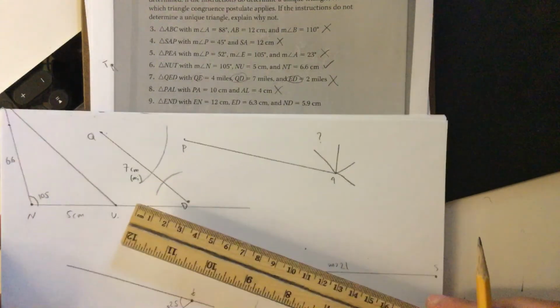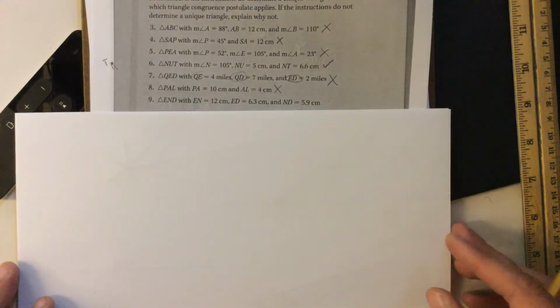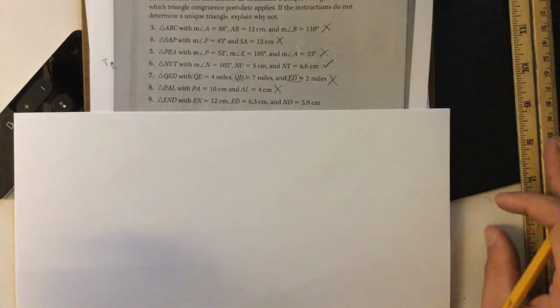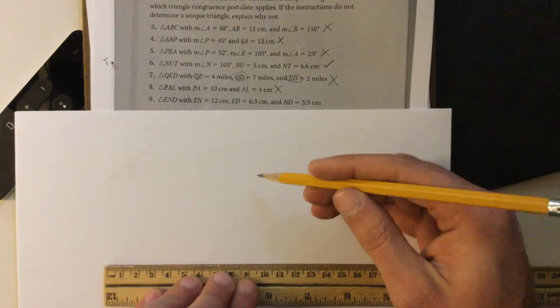Okay, and then we're finishing up. And I'm going to flip my page over here. And we're going to draw a triangle END. Man, I love when they name it stuff like this. So we're going to start off by drawing a 12.